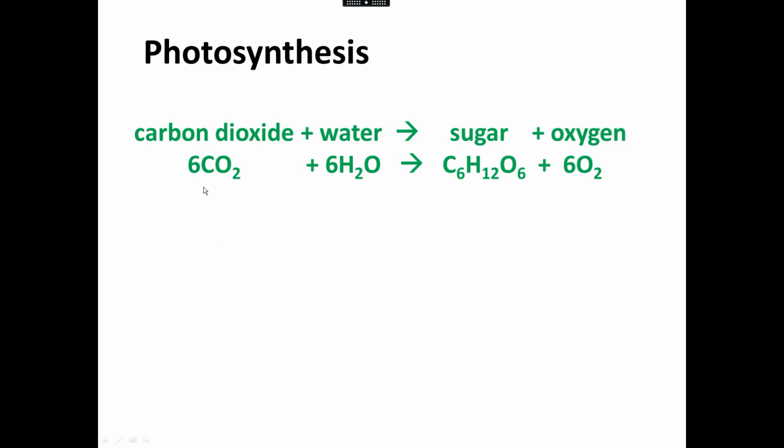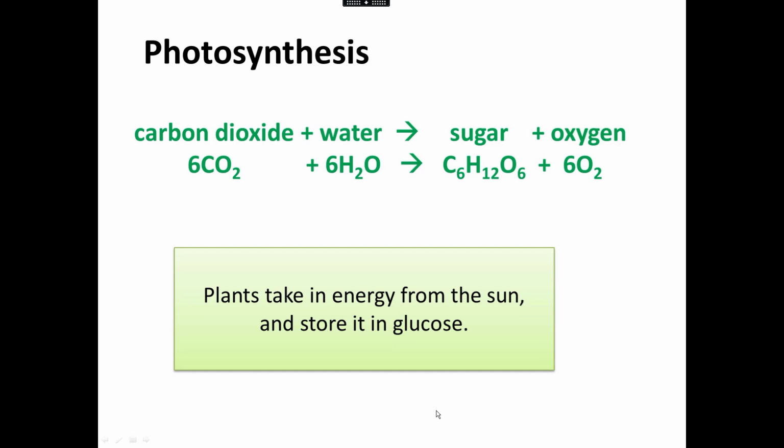Here is the symbol equation. 6 lots of carbon dioxide reacts with 6 lots of water to make 1 lot of glucose, C6H12O6, plus 6 lots of oxygen. Okay, now as part of that process, plants take in energy from the sun and they store that energy in the glucose. That's the point of photosynthesis. It does have this side effect of also putting oxygen into the atmosphere. Very handy for us and for all other living things who need oxygen.